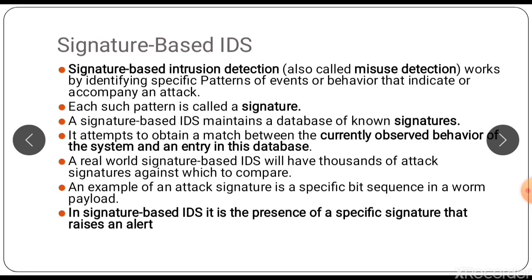An example of an attack signature is a specific byte sequence in a worm payload. So for an anomaly-based IDS, it is the absence of normal behavior that will indicate an attack, while for the signature based IDS, it is the presence of a specific signature that will raise an alert.